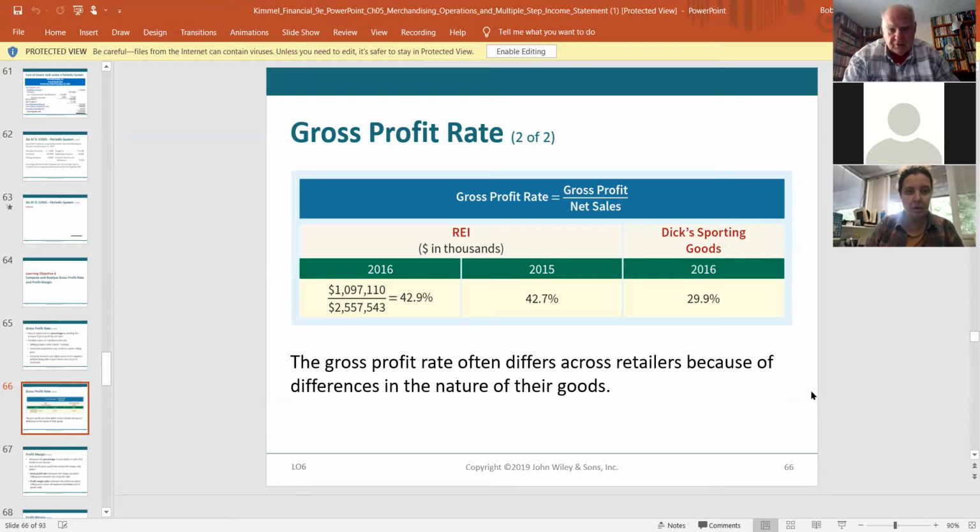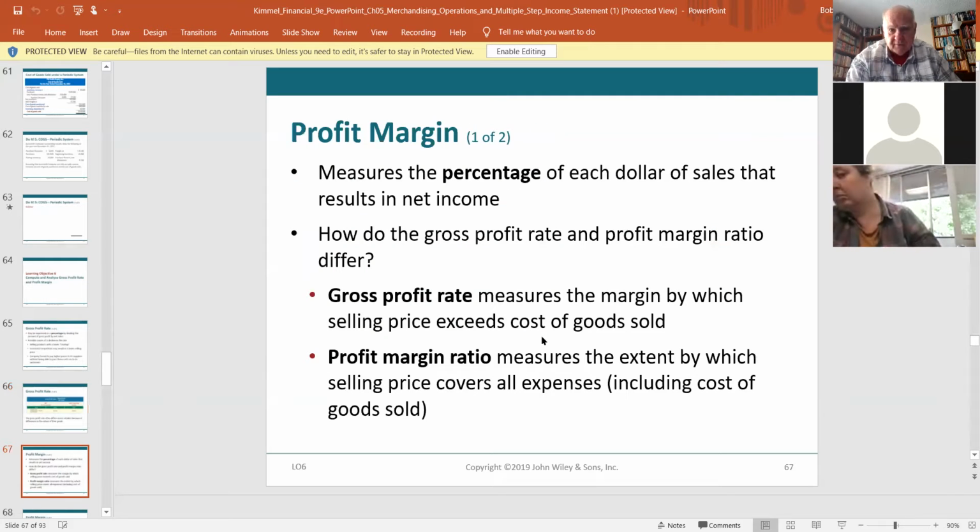So chapter 5. And we're talking about the gross profit. Gross profit is net sales minus cost of goods sold. So if you divide the gross profit over the net sales, you'll get a percentage, okay? So here we have sales of $2,557,000. Gross profit was $109. So it was about a 42%. So that means that we're retaining 43 cents for every dollar we sell, just on gross profit.